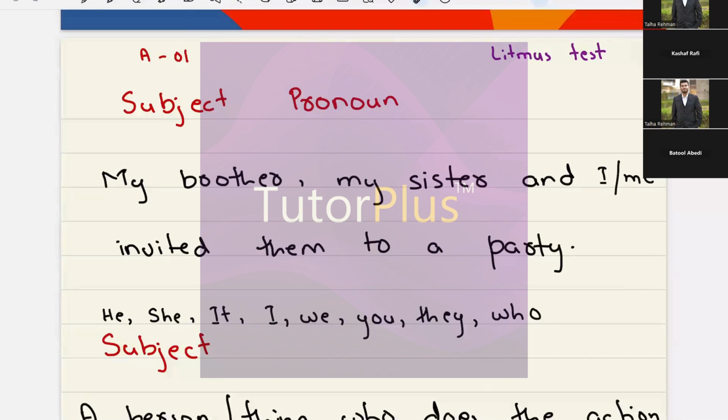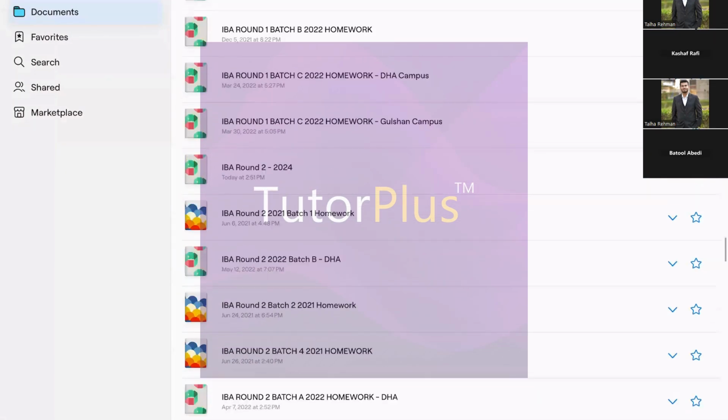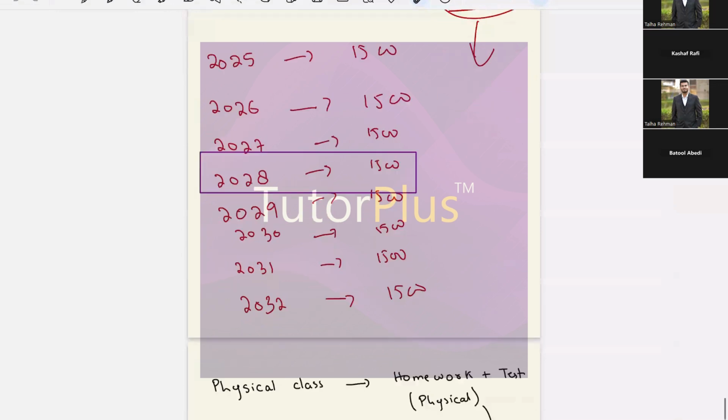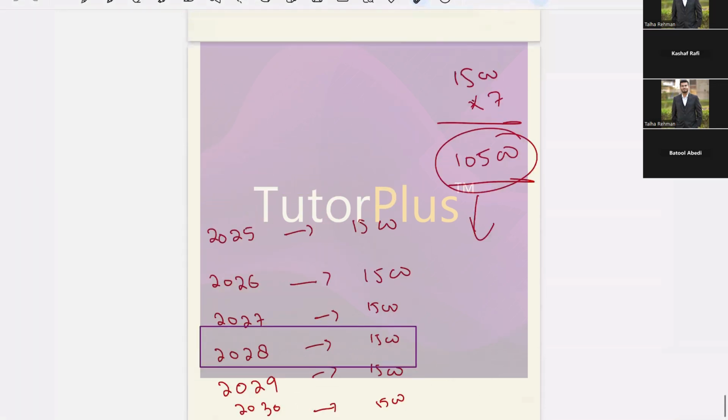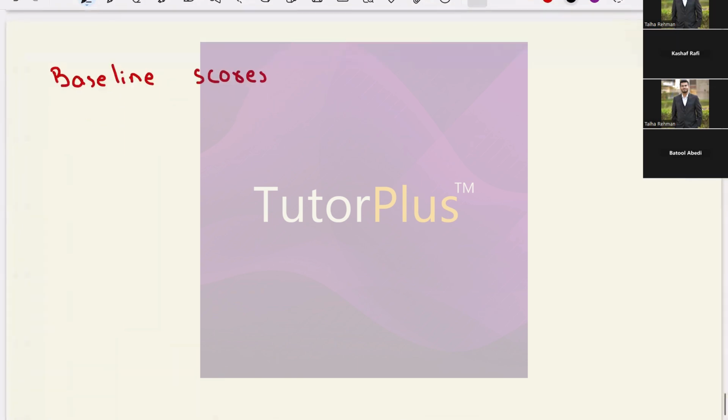So what happens? I'll just explain this in a bit. We'll be evaluating your baseline scores, as in, we're currently at year 10. If you were to take an IBA test, we refer to that as a baseline score, as in where exactly you're starting off from, because everyone has a different level, and it is wrong to assume that everyone has the same academic level or the same academic background.